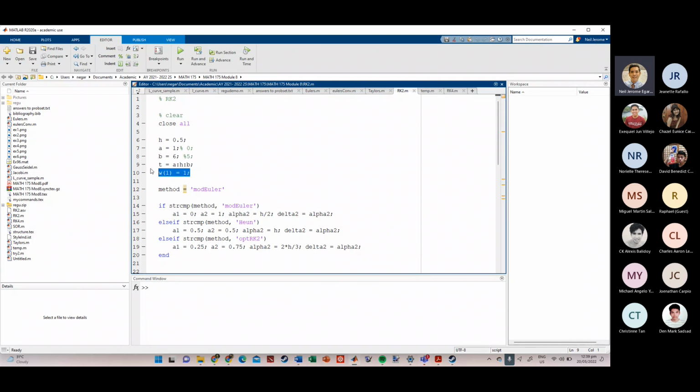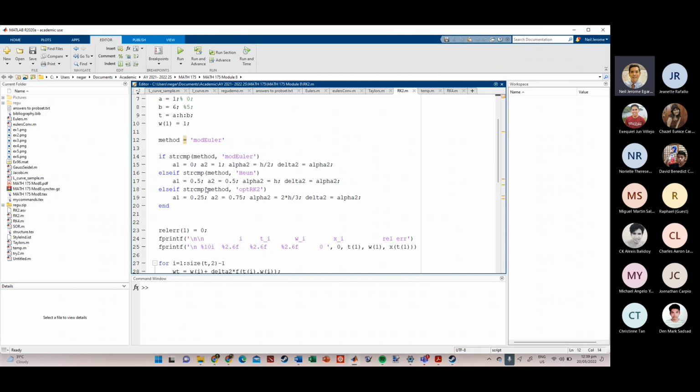Tapos, ito yung initial condition. Tapos, naglagay ako dito ng counter. Tatanungin ko si user, anong klaseng RK2 ang gusto mo? Modified Euler? And when the user inputs method equals modified Euler, i-declare ko yung parameters niyan. Ang A1 niya ay 0, ang A2 ay 1, ang alpha 2 ay h over 2, ang delta 2 ay equal lagi sa alpha 2. Right? Now, if the user will just replace mod Euler by yun, okay?